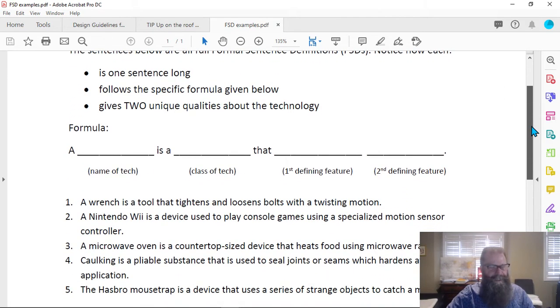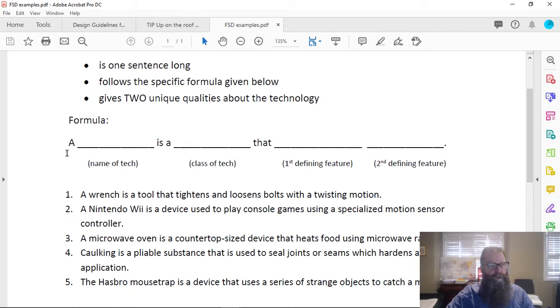Okay, so here are some examples of very simple things. A wrench, name of technology. A wrench is a tool that, thing one, tightens and loosens bolts. Two, with a twisting motion. Okay, follows that formula. A Nintendo Wii is a device used to play console games. Thing one, using a specialized motion sensor controller. Thing two, a Wii is different than other games that have a joystick or controller. It's got a specialized motion sensor controller.